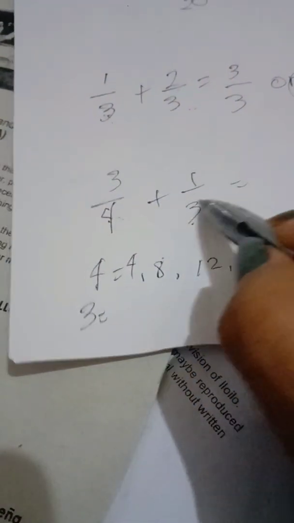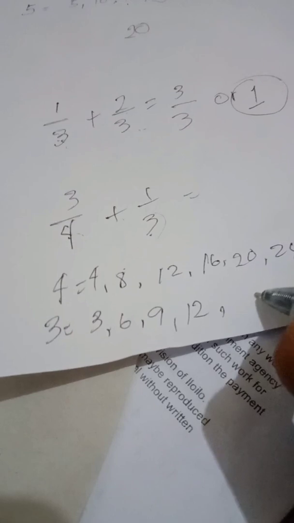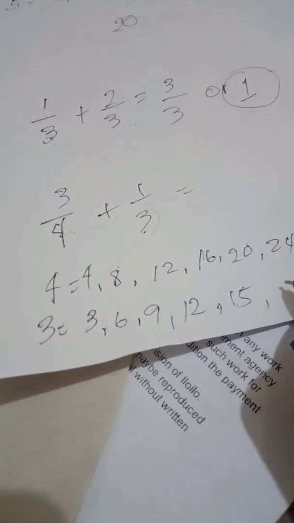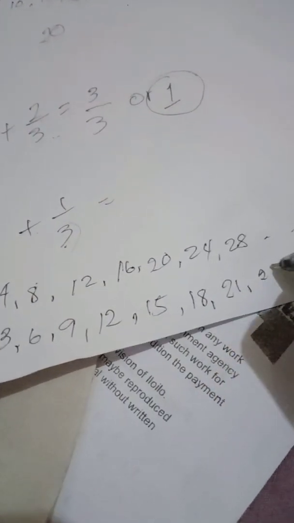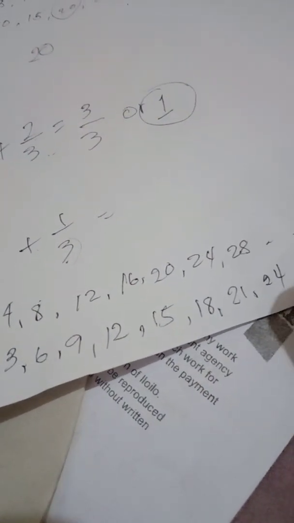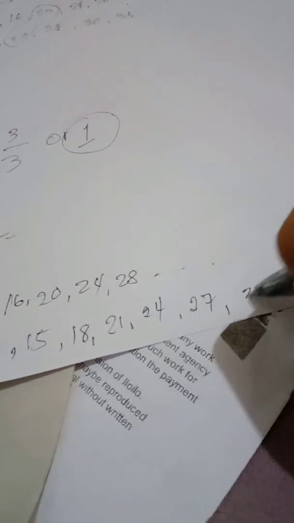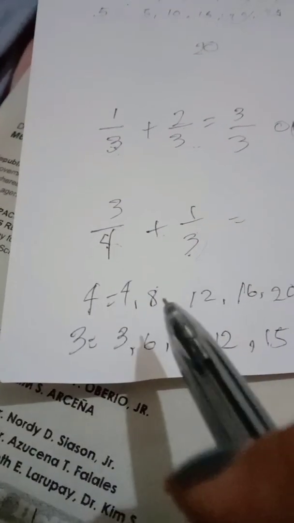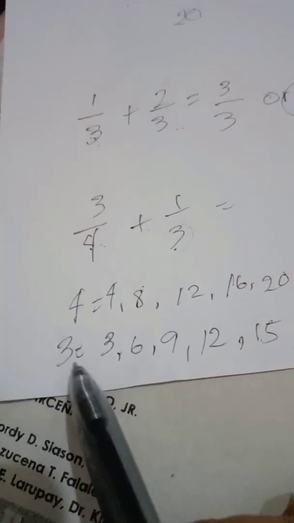And then next, we have 3. Let's keep count by 3. 3, 6, 9, 12, 15, 18, 21, 24, 27, 30. Okay, so let's see what number is the LCM, the common number of 3 and 4.